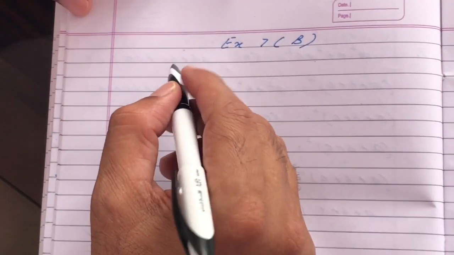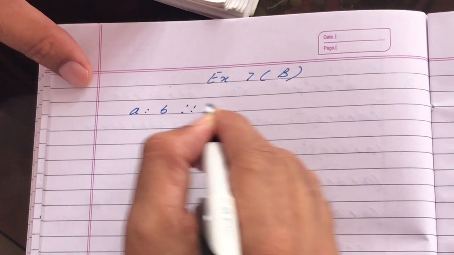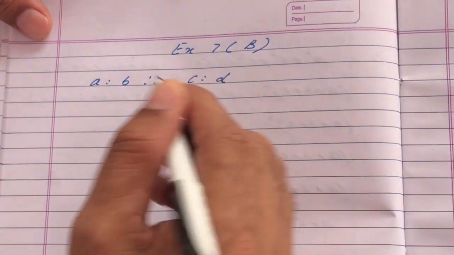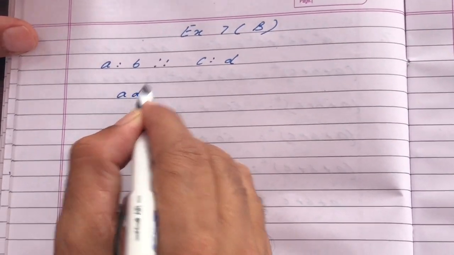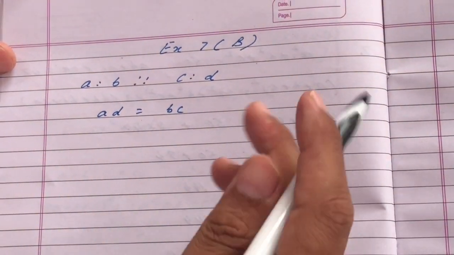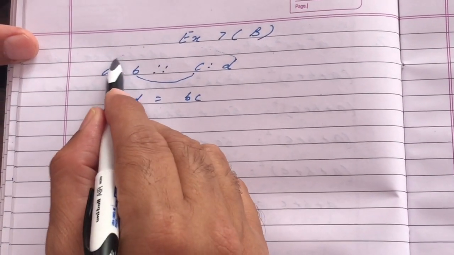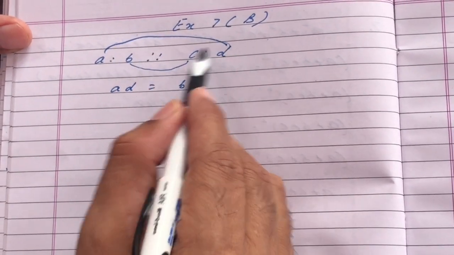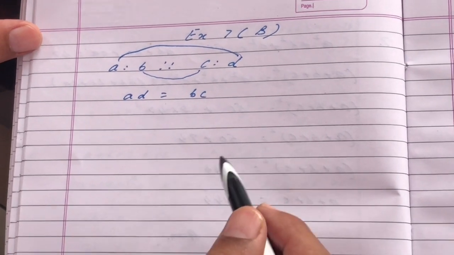So here we talk about proportion. If A ratio B is equal to C ratio D, then product of extremes AD is equal to BC. Product of extremes is equal to product of means. So this one we will use.